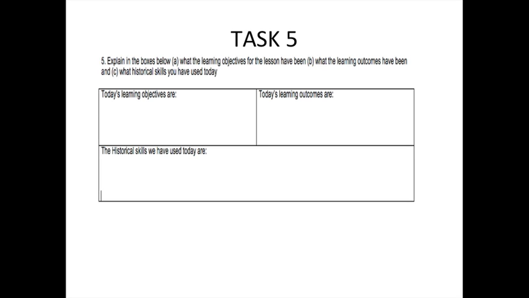Task 5. Explain in boxes below what the learning objectives for the lesson have been and what the learning outcomes have been. And finally, what historical skills that you have used in the process of completing the task that you have worked your way through.